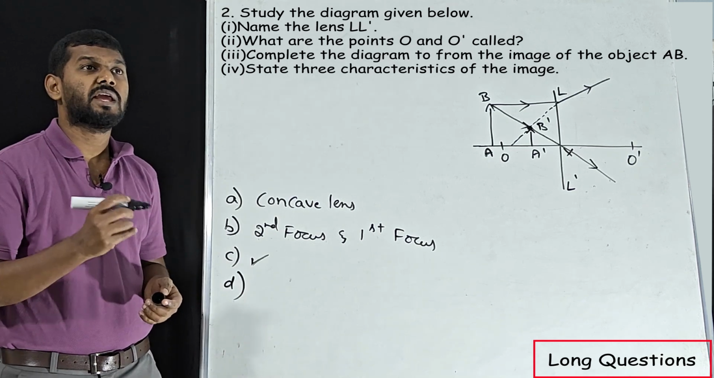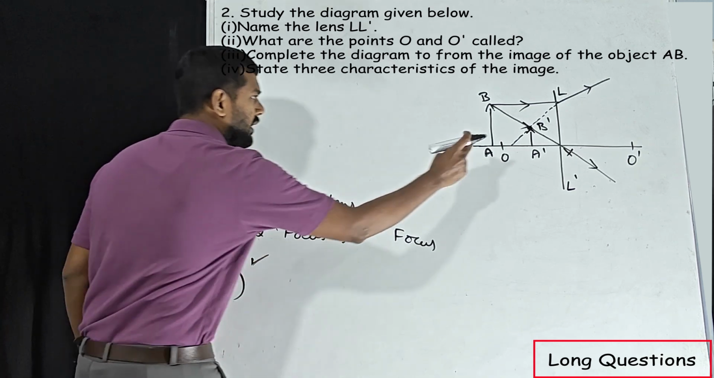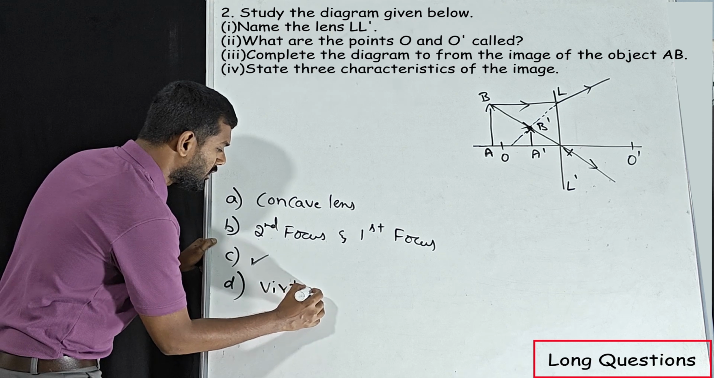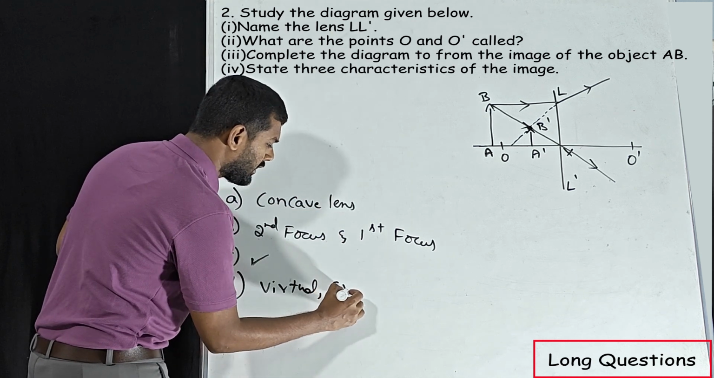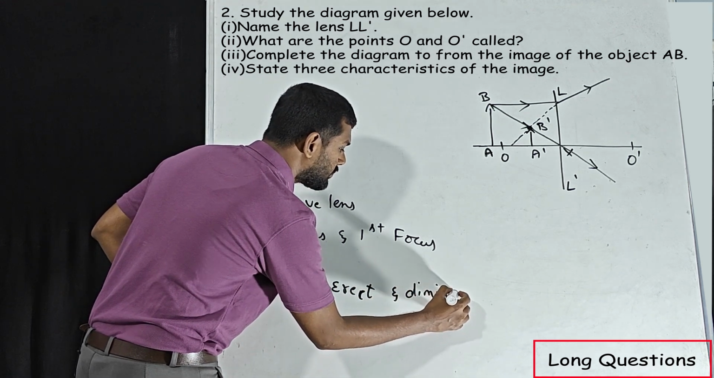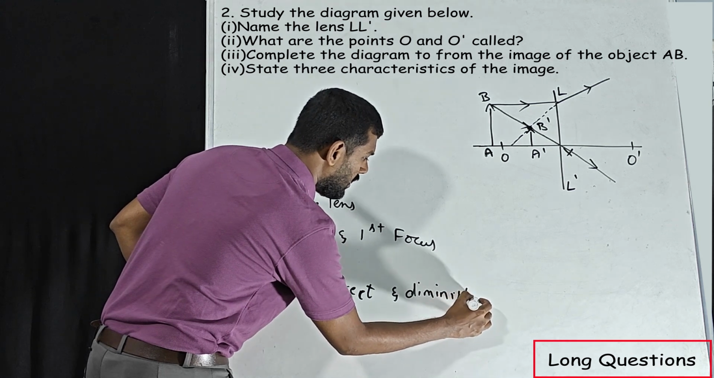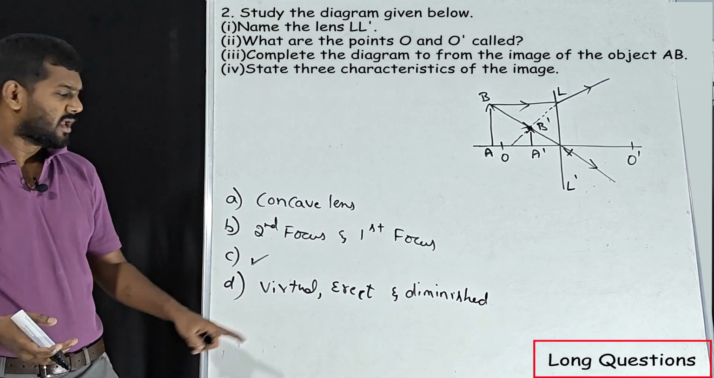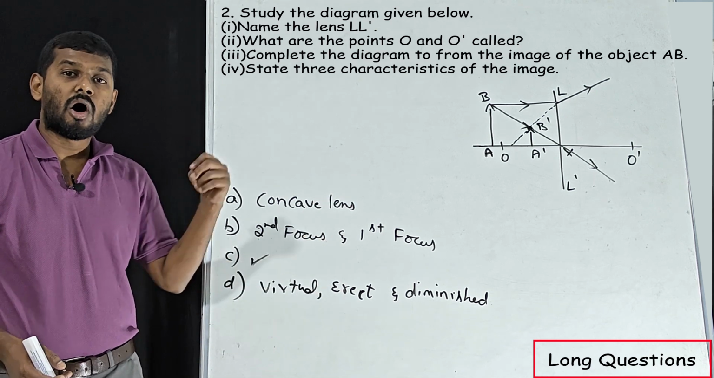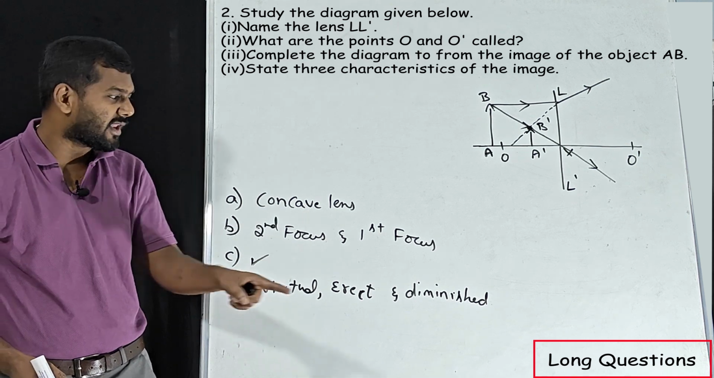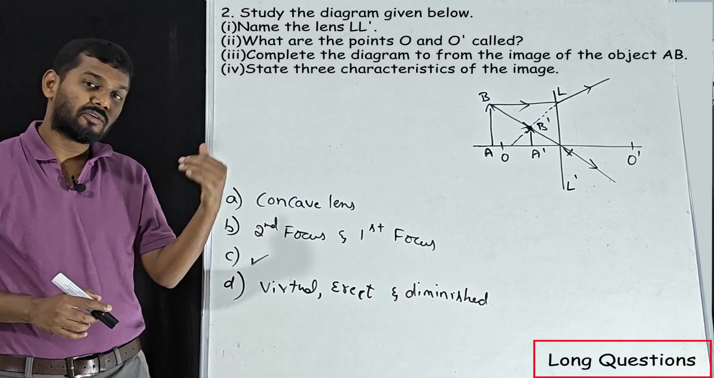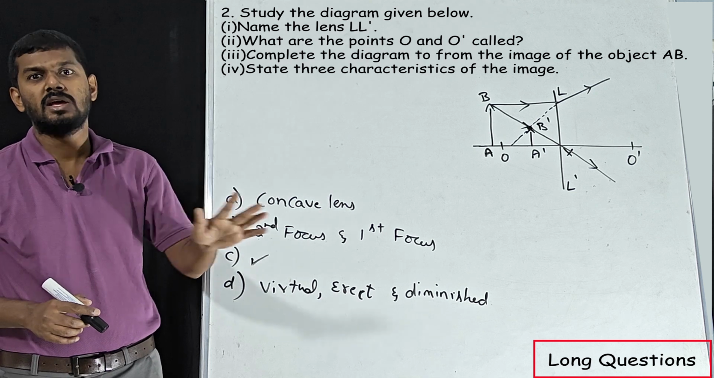What is the next sub question? State three characteristics of the image. See, it is erect. If it is erect, definitely it will be virtual. Virtual, erect (you can write it as upright also), and diminished. If it is a concave lens, it always forms a virtual image only. All virtual images are erect, and virtual images in a concave lens are always diminished. If it is virtual in a convex lens, it is magnified. And virtual in a concave lens, it is always diminished.